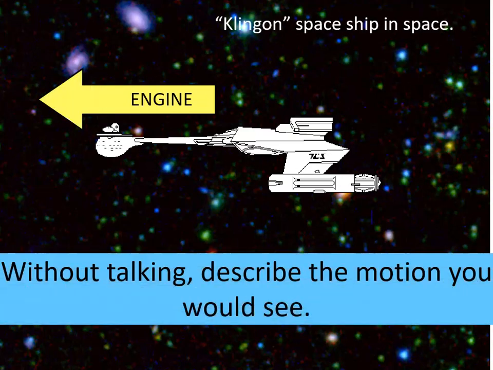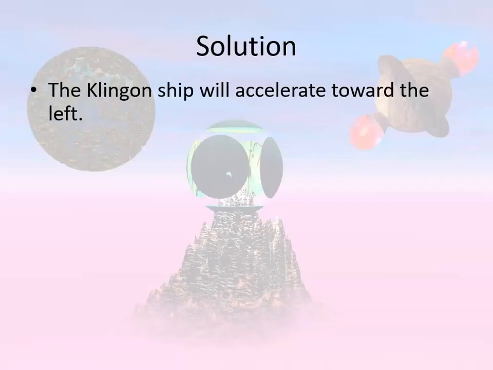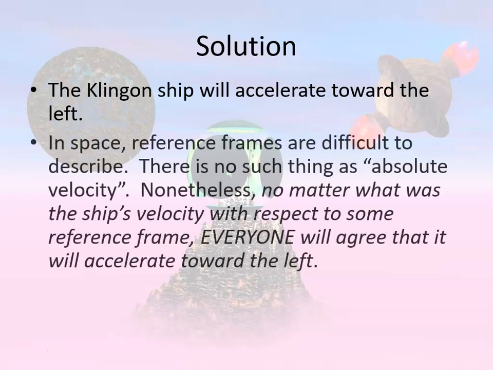Now, what about this situation? What kind of motion would you see here? In this situation, the Klingon ship would accelerate off toward the left. Now, that could mean that it's already moving to the right and slowing down, or it could mean that it's moving toward the left and getting faster.